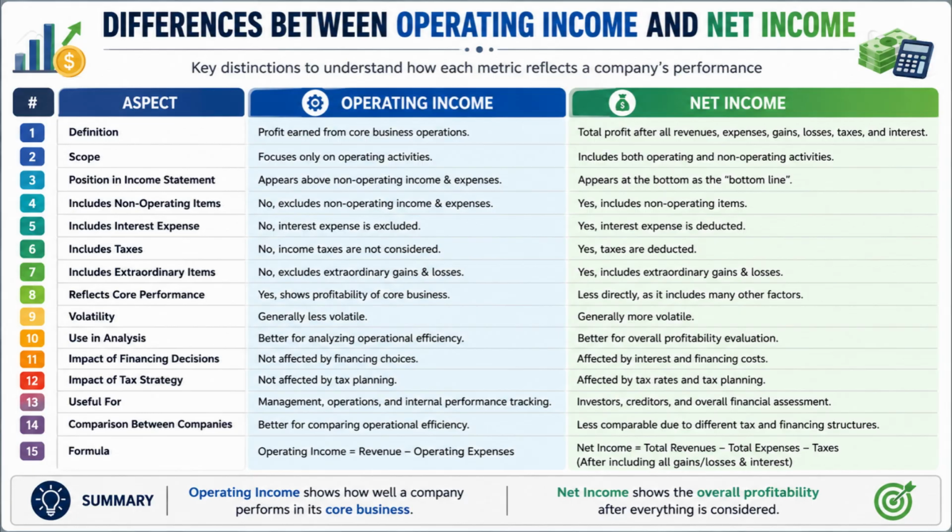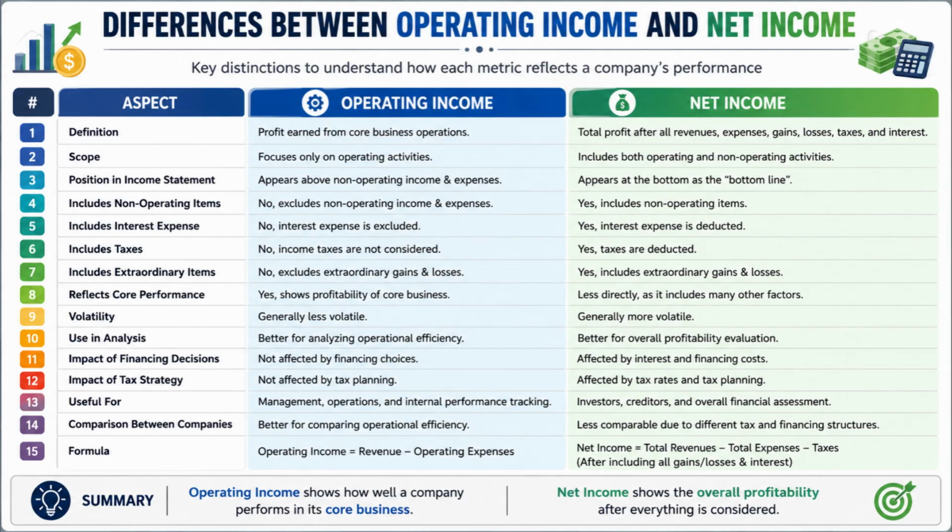Number 2. Operating income focuses only on operating activities, whereas net income includes both operating and non-operating activities. Number 3. Operating income appears higher in the income statement before non-operating items are considered, whereas net income appears at the bottom of the income statement and is often called the bottom line.